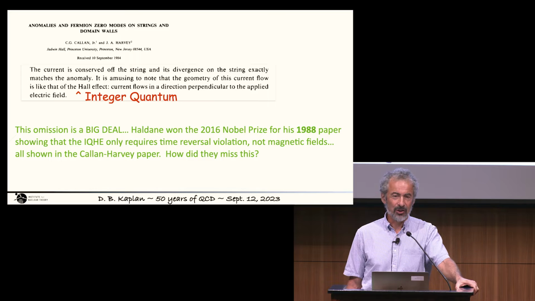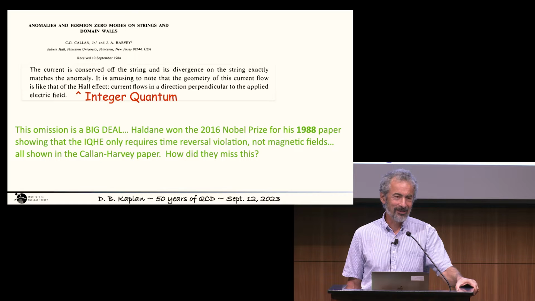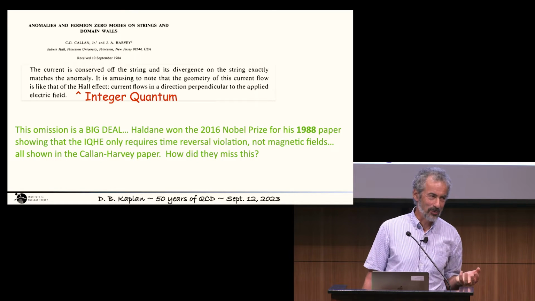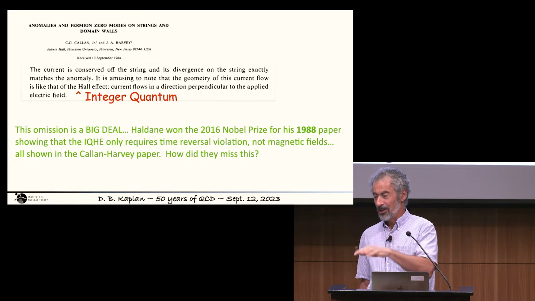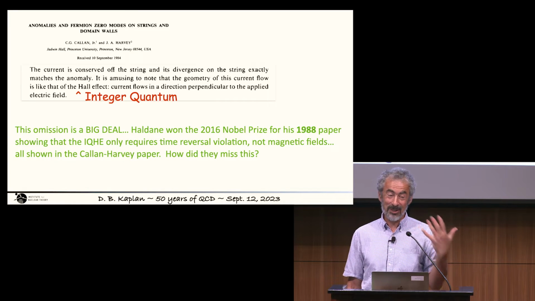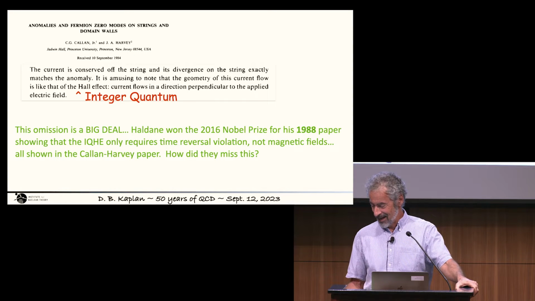All you need, he showed, was time reversal violation, and Callan and Harvey had put in time reversal violation in the form of the mass in the bulk. So there's nothing more terrifying to a theorist, I think, than thinking that you held in your hand a diamond in the rough and cast it aside, assuming it was a common pebble. So these are really good scientists here. So it was interesting to me, sociologically, to ask, how were they able to miss this?